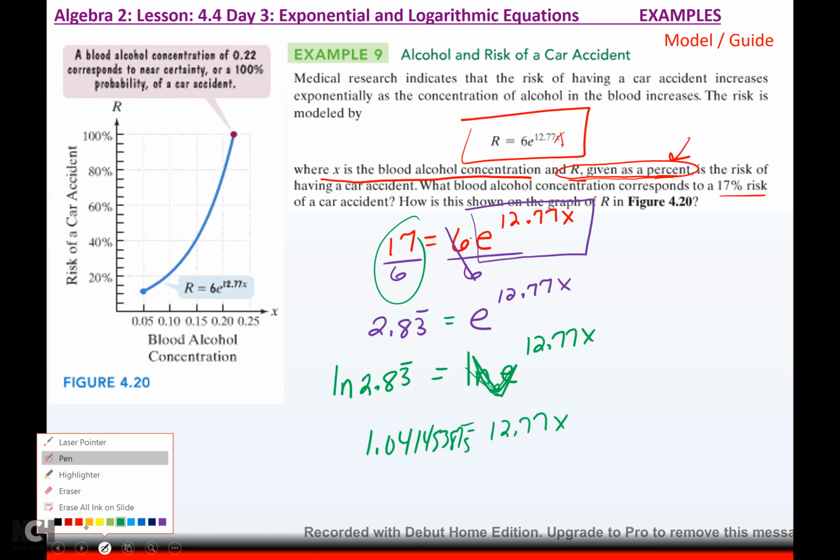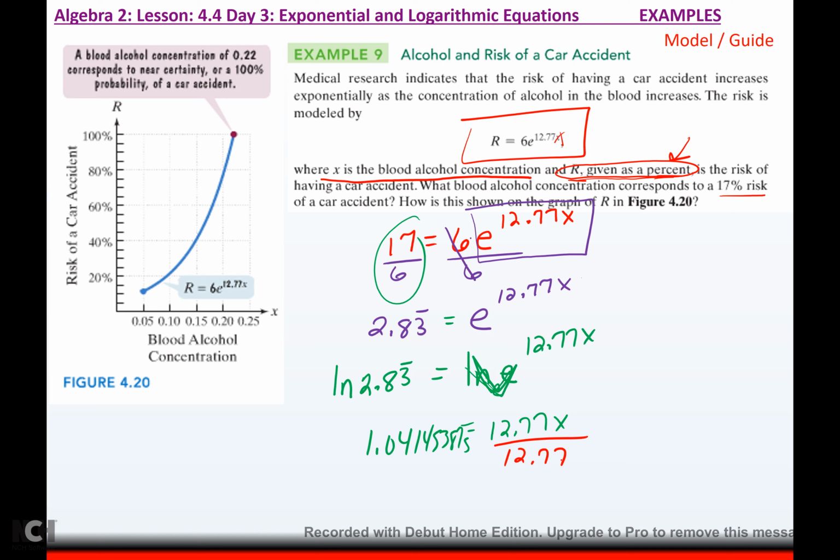So to get x alone now, I'm going to divide by 12.77, which gives me x equals, well, that's on my screen, divided by 12.77, x equals 0.08155547, and so on. So basically it says that if your blood alcohol content is 0.08, which is barely the legal limit, 0.08 is the legal limit to still drive, if you have a 0.08 blood alcohol level, you are running a 17% higher risk of having a car accident.